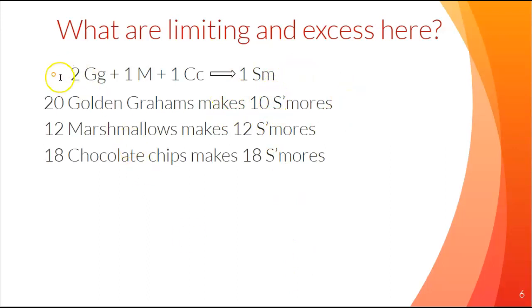So you can't just look at your numbers. You have to look at your numbers in relation to your coefficients in your balanced chemical equation, and that's what will kind of help you figure out what your limiting is. Okay, so it's not just the smallest number necessarily.